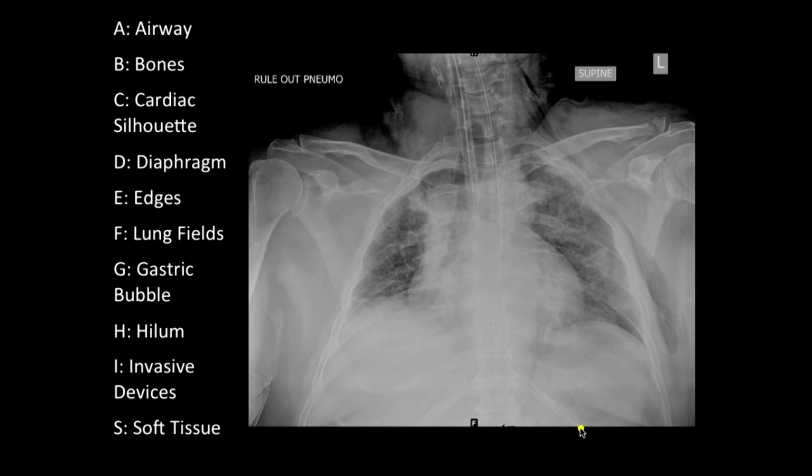You want to look where the tip is as well as the side port, because sometimes the tip can just be in the stomach and the side port is within the distal esophagus, which is not optimal. We also want to look at the adjacent soft tissues, and you can see that the patient has fairly marked subcutaneous emphysema, which is extending up into the neck here. So again, very suspicious for the rib fractures that the patient may also have a pneumothorax on this side.